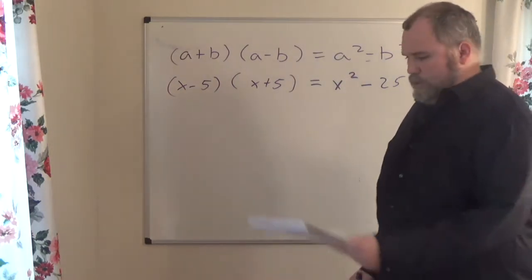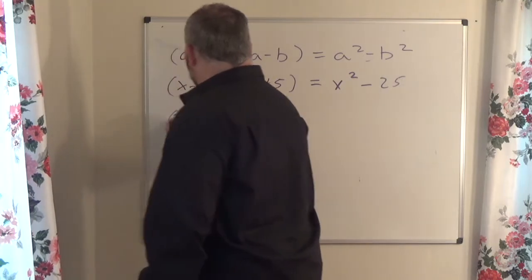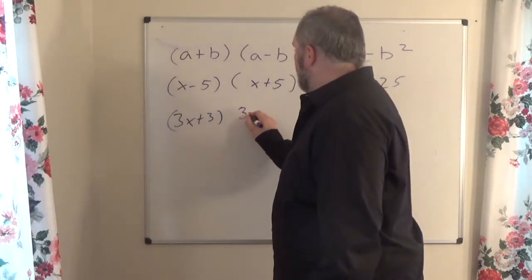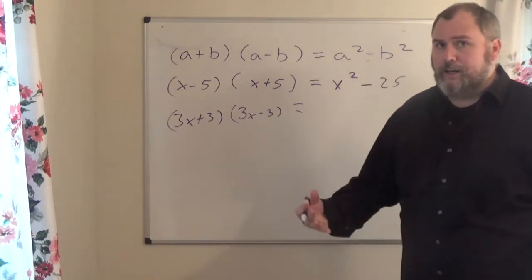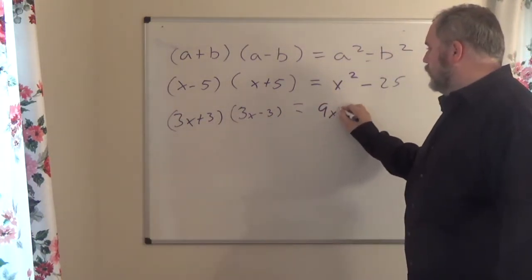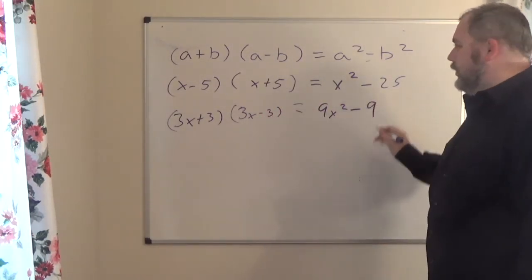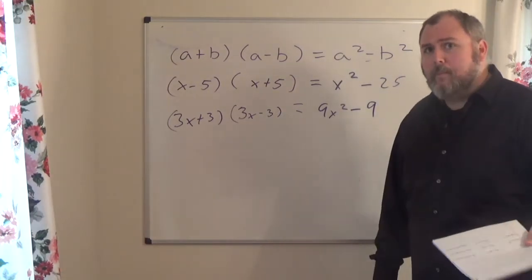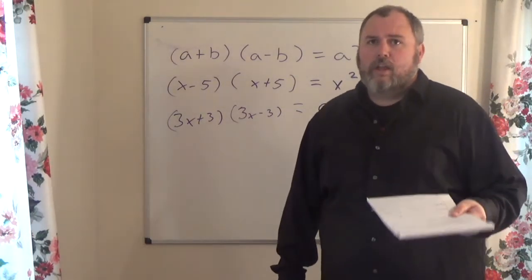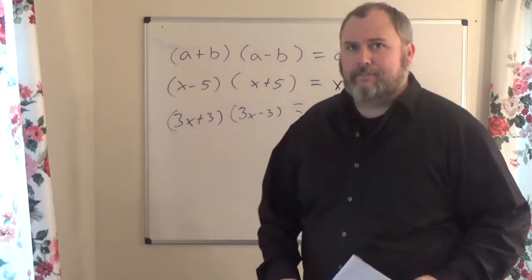So the next one, you have 3x plus 3 times 3x minus 3. Well, same thing. Square your a's: 9x squared, minus, square your b's: 9. You're done. That's all this is. So you have 3 remaining on yours. So try those 3 out. Pause the video. Come back and see how you did.